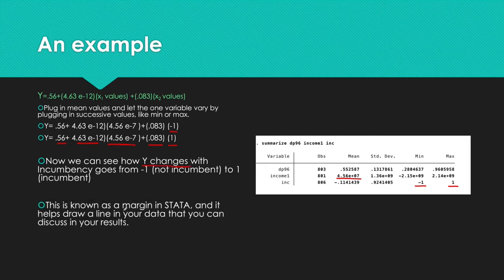This is known as a margin in data, and it really helps you draw your line in your data and helps you discuss your results in slightly less robotic tone. So this is what I mean about when I said last time that you can interpret these coefficients like Spock, or you can interpret these coefficients and interpret your regression equation like a really savvy political scientist who knows how to speak to other humans. So this is the way in which you would do that. We'll talk a little bit more about this and get some practice doing this with our data as well.